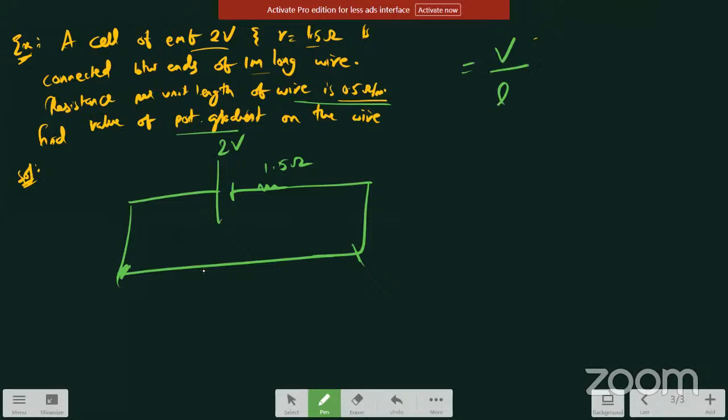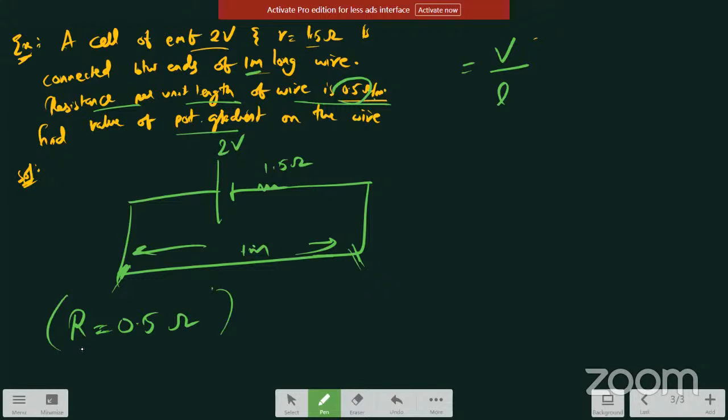So how much resistance does it have? It is given that resistance per unit length is 0.5 ohm, and the length is 1 meter. That means 0.5 ohms will be the resistance of this wire, right? Obviously, its resistance should be 0.5 ohms. Till here it is clear? Very good.